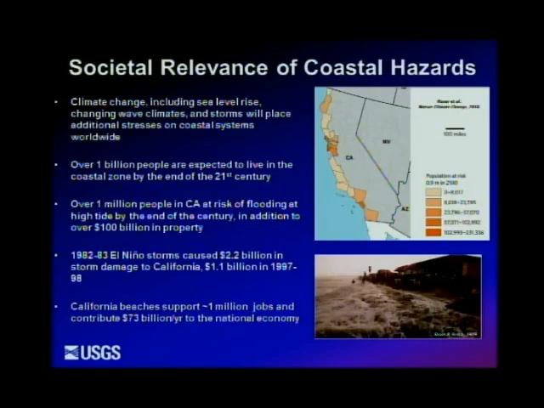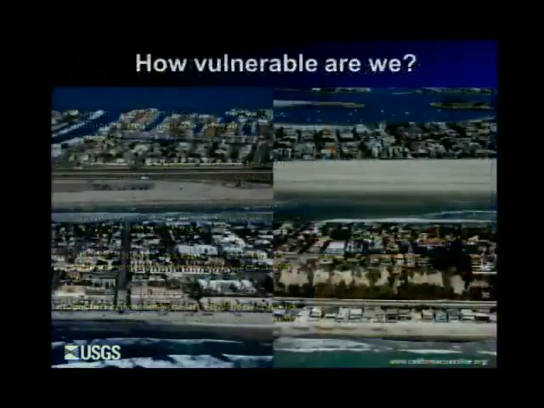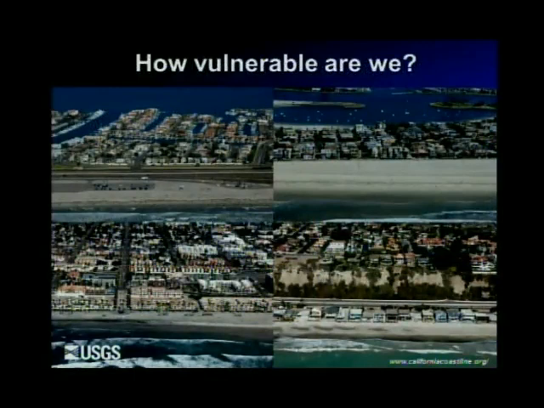However, we know that these kinds of impacts are most acute during storm winters, especially El Niños, and the impacts from these types of events like 1982-83 and 97-98 can be in the billions. And just a reminder from Leslie's discussion, these beaches support an order of 1 million jobs and contribute about $70 billion to the national economy. So the very fact that we have this body indicates that we are very vulnerable in California.